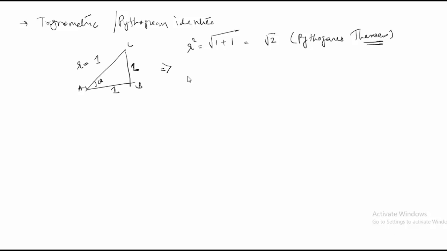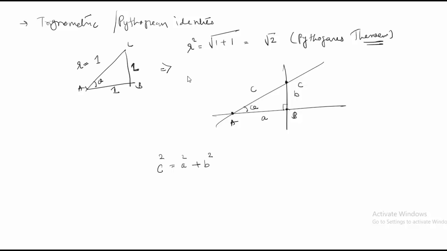This is a right angle triangle, and this is 90 degrees. These are my A, B, and C points, and this is my angle theta. So it is possible to show that C square is equal to A square plus B square, and 1 is equal to A square divided by C square plus B square divided by C square.